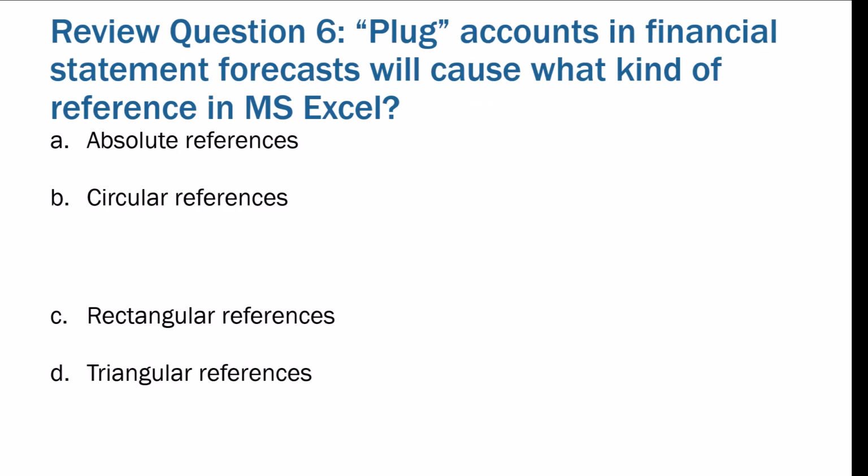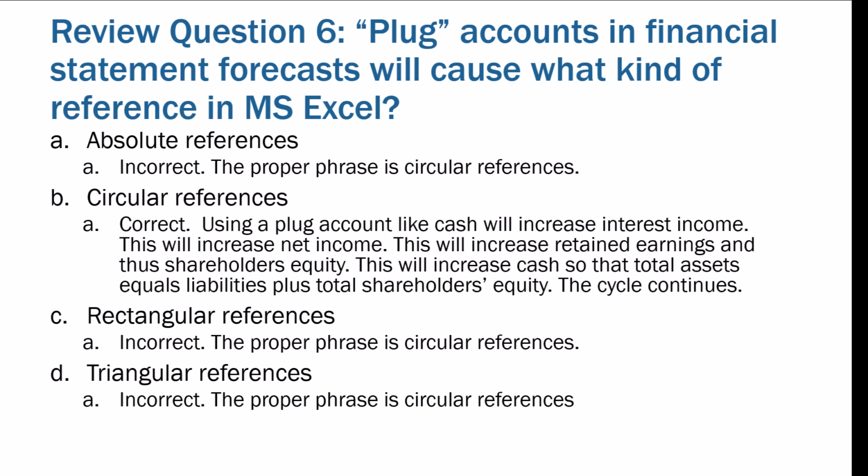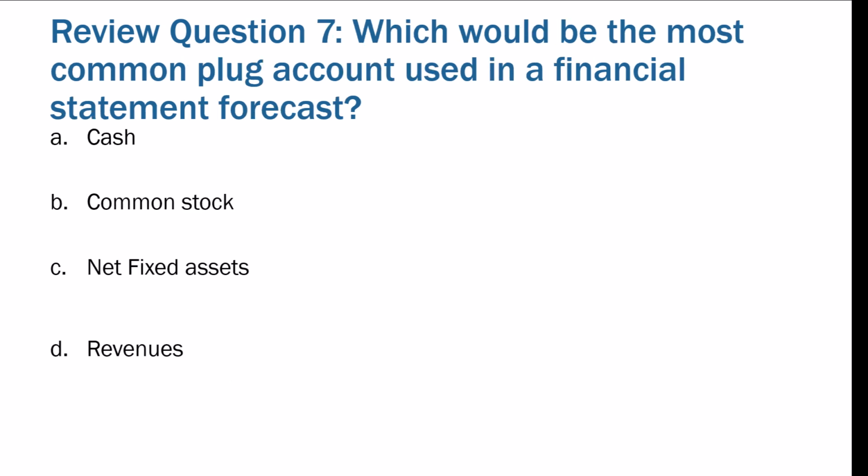Review question number 6. Plug accounts in financial statement forecasts are going to cause a certain type of error in Microsoft Excel. This is one that I had not covered so far in the PowerPoint, but that's all right. We'll just talk about it right now. When we start using plug accounts, it's not going to create something called absolute, rectangular, or triangular references, but we are going to see something called a circular reference. And I will talk about that once we get into the balance sheet.